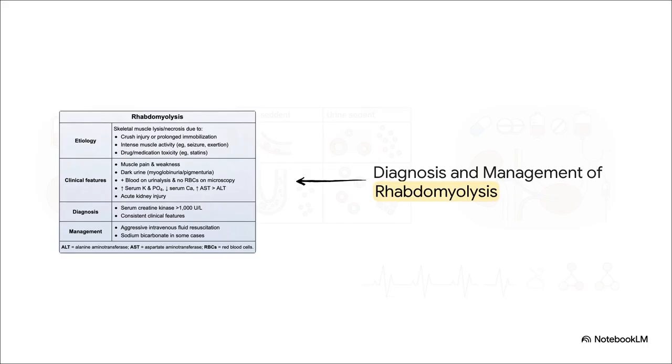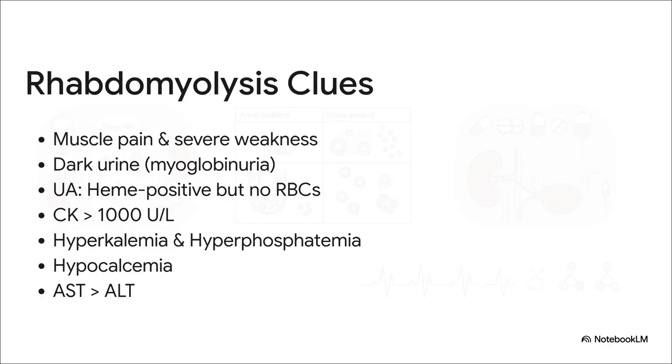It can be triggered by crush injuries, prolonged immobilization, seizures, intense exertion, cocaine, amphetamines, alcohol, colchicine, or drugs like statins and fibrates. This muscle breakdown is highly toxic to the kidneys and causes pigment nephropathy, which means it requires immediate, aggressive intravenous fluid resuscitation. The big diagnostic trap to watch for is a strongly heme-positive dipstick, but an empty microscopic field with few or no actual red blood cells. That points right to myoglobinuria.